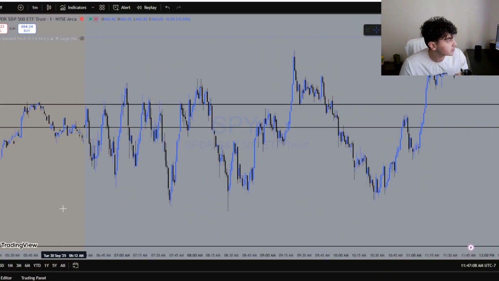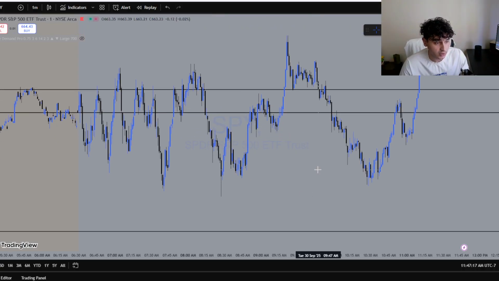Now, we're going to be doing two different examples with demand and two different examples with supply. So let's go ahead and hop into it. So let's start with a demand zone, right? How would we trade, or how would we treat a demand zone when we see price retrace back to it?